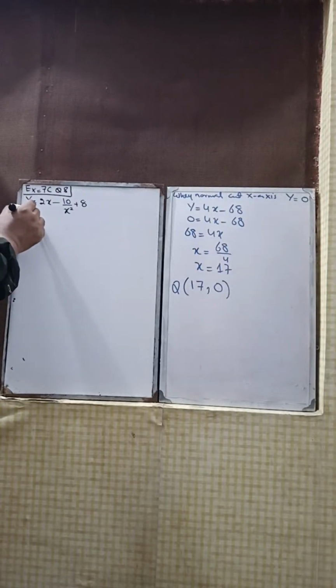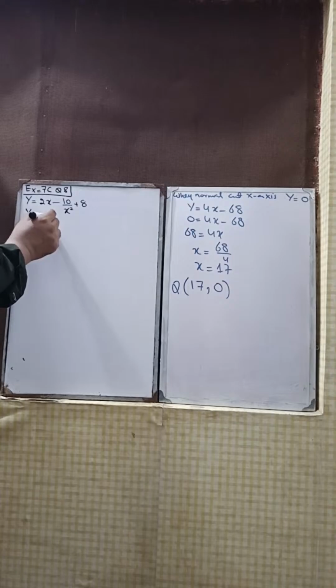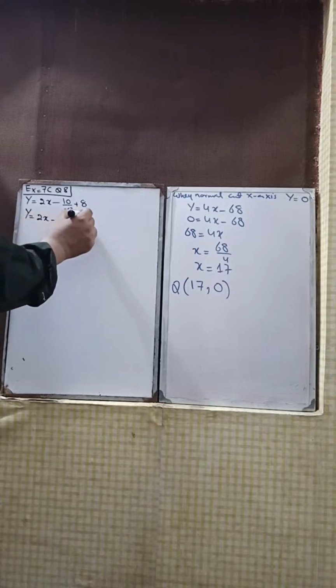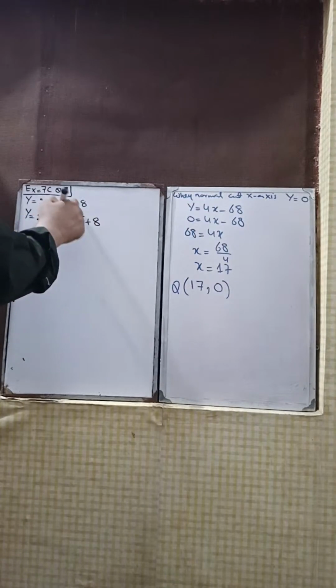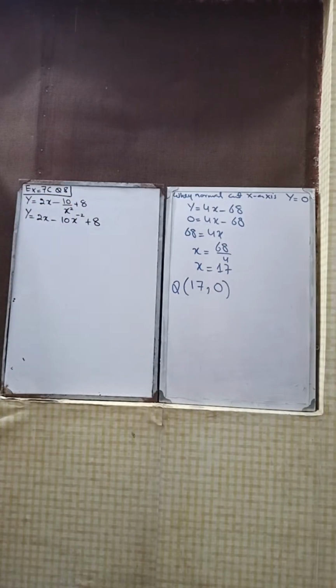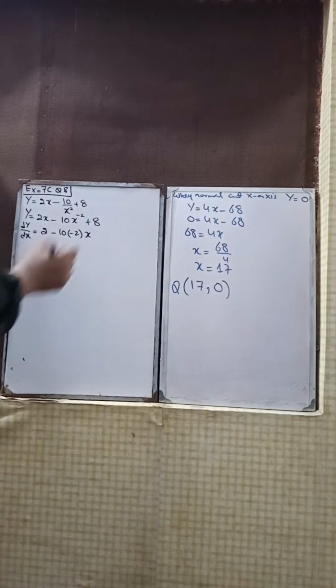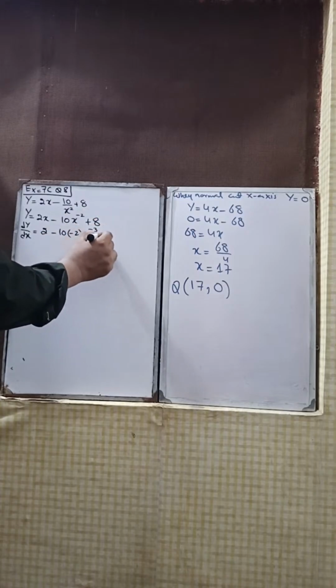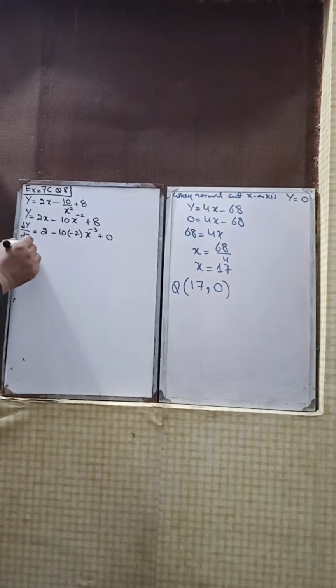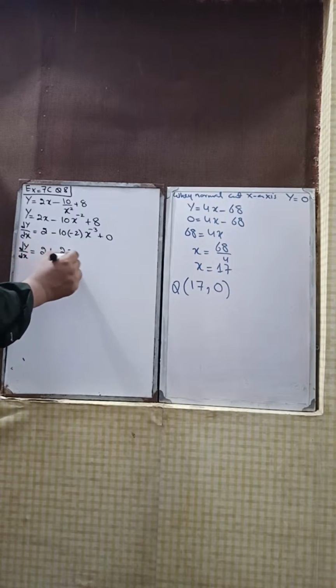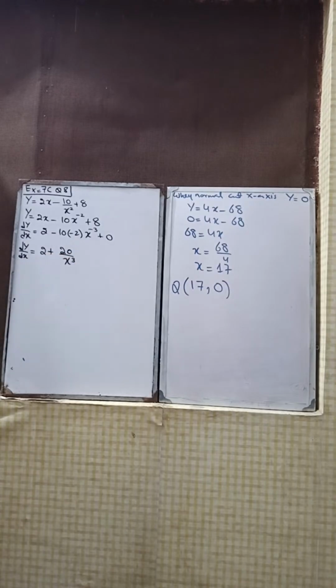Let me simplify this. y will be equal to 2x minus 10 x raised to power minus 2 plus 8. I just bring it upstairs. Then I will differentiate it. So dy by dx: the derivative of 2x is 2, minus 10 into minus 2 into x, I will decrease the power by 1, so it will become minus 3. The derivative of 8 is 0. So dy by dx will become 2 plus 20 divided by x cubed. So this is the A part.